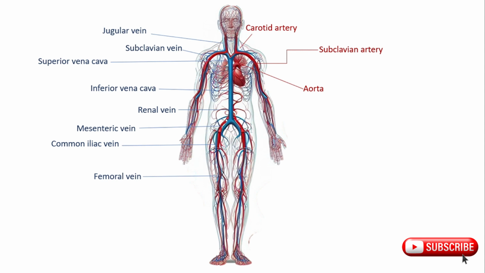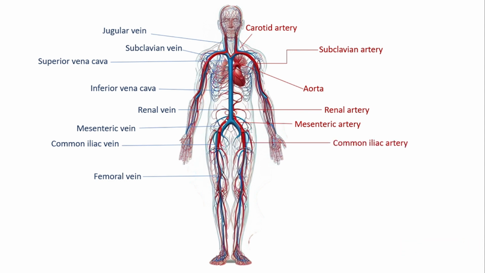The aorta goes downwards to form the dorsal aorta, which divides into different arteries carrying oxygenated blood to the lower part of the body, such as the renal artery, carrying oxygenated blood towards our kidney. Then we have the mesenteric artery, carrying oxygenated blood to our intestines. The common iliac artery and the femoral artery carry oxygenated blood towards our legs. These were the major arteries and veins included in the human circulatory system.